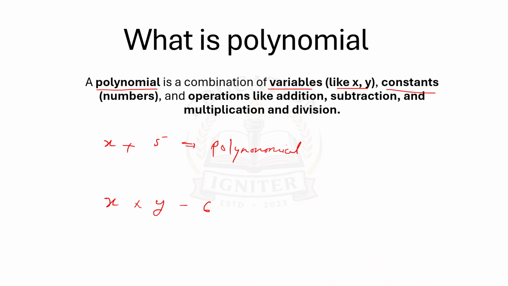And if I'm talking about this, x plus y minus 6, then this is also our polynomial. So it is clear what is polynomial. Polynomial means if we are combining variable terms, constant term and the mathematical expression, then we will get a polynomial.